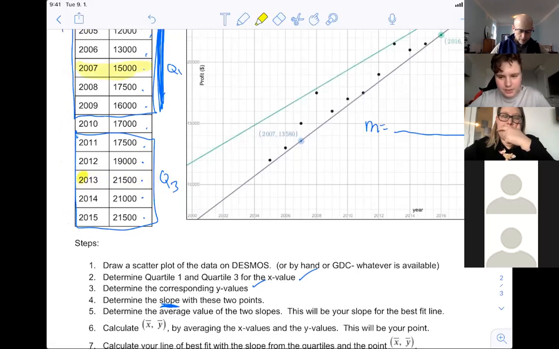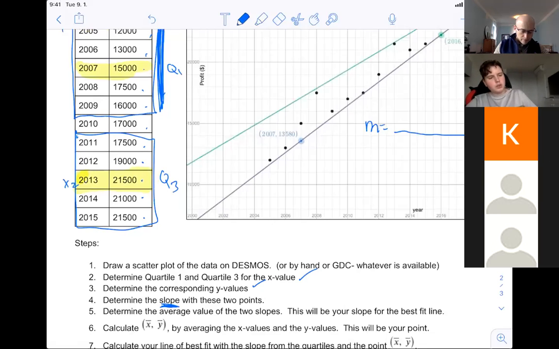Which one would you like to call x1, x2, and y1 and y2? X2 would be 2013, and x1 would be 2007. And y1 would be 1,500, and y2 would be the other one. Okay, super.